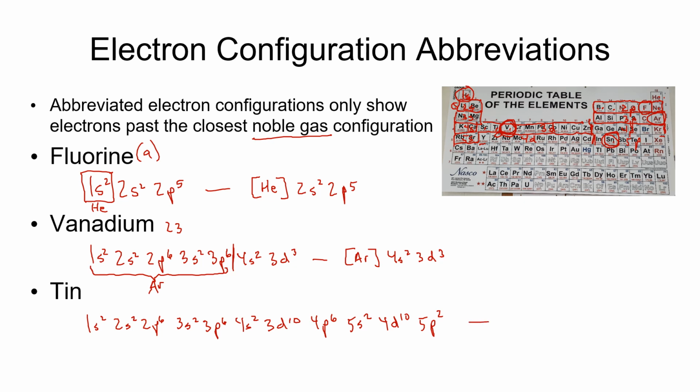Let's abbreviate it. The nearest noble gas beforehand is good old krypton, so we'll put krypton into the square brackets, and then that takes us up to here. This whole thing here is the krypton, and then after that, 5s2, my bad, and then 4d10 and 5p2. There you go. I hope you get some practice in on that, but once you get the hang of using your periodic table, it should come pretty easy.